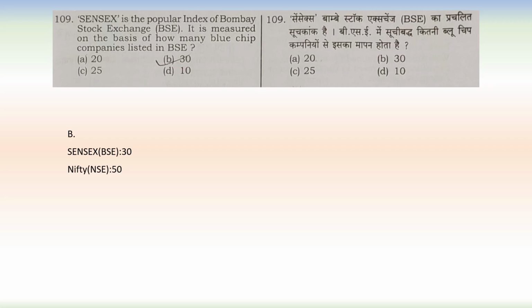Next one, Sensex is the popular index of Bombay Stock Exchange. It is measured on the basis of how many blue chip companies listed in BSE? In BSE, that is Sensex, there are 30 companies. In Nifty, that is National Stock Exchange, there are 50 companies listed. So we remember Nifty 50 and Sensex 30.